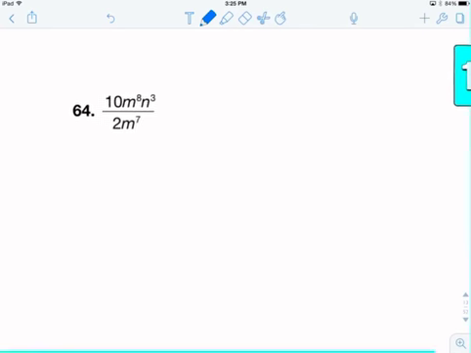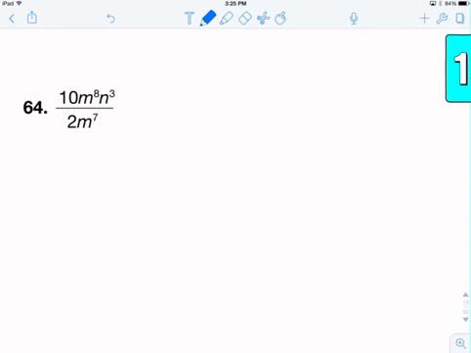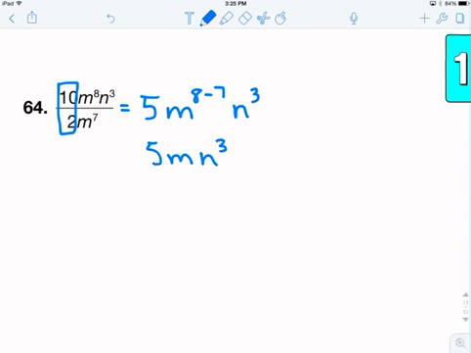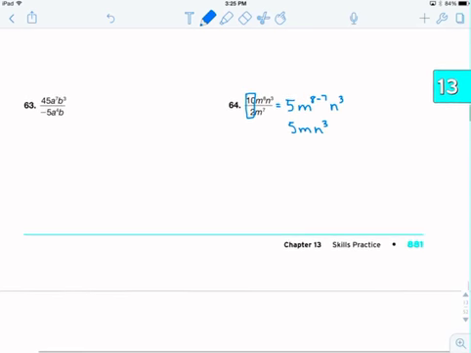How about number 64? Which one can you cross out just by looking at it? The m's, right? You can't cross out the 2 and the 10, but you can reduce that to 5. But the m you can cross out, 7 of them, right? You just use an exponent, and n to the 3rd. So 5m to the 1. You don't need an exponent because it's a 1. Got it?